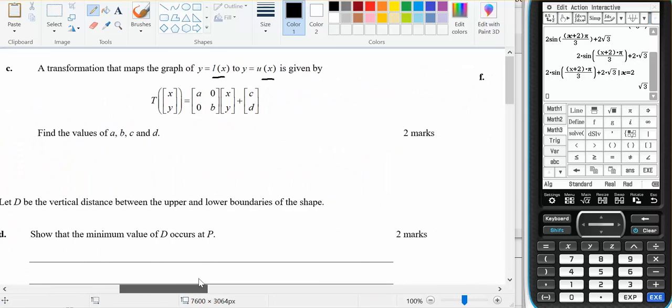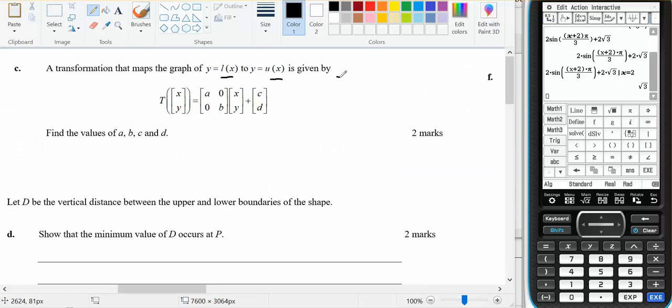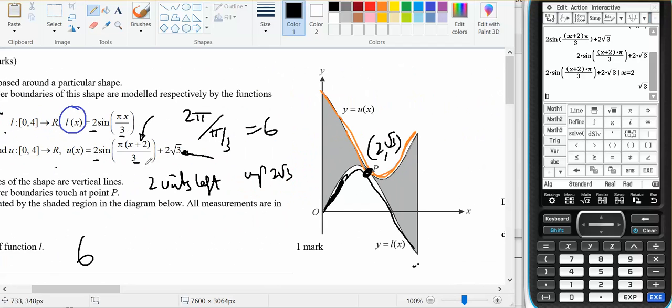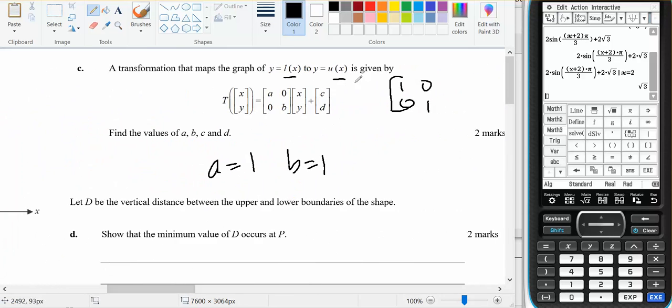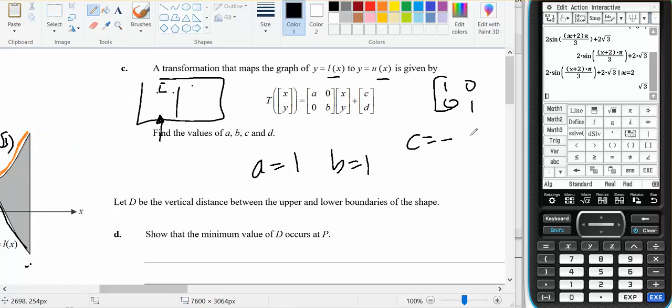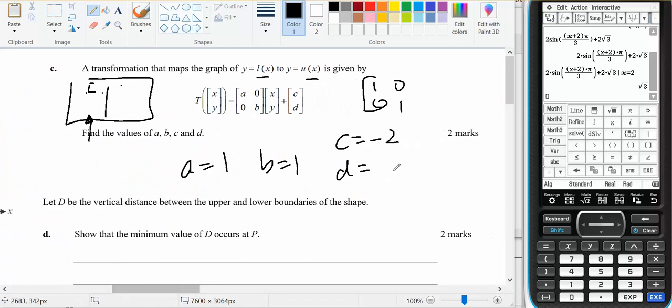So there's no dilation, so the matrix is 1, 0, 0, 1. A equals 1 and B equals 1, because there's no reflections. I can't see any negatives. Both of these are positive signs, and there's been no dilations. My little blue card about transformations, matrices are on the left-hand side as I see it. So if you move to the left, C equals negative 2, and D is going up, so D equals 2 root 3.